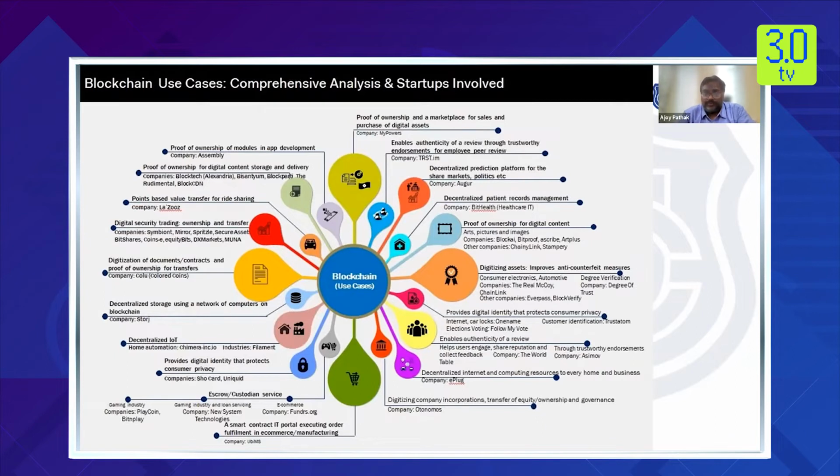Then there could be prediction platforms in which people come together, put in their ideas and opinions, and make a prediction or gamification of some kind. Then there could be healthcare applications, patient records, ownership of digital content, digitization, or improving the anti-counterfeit measures for digital assets and other things.